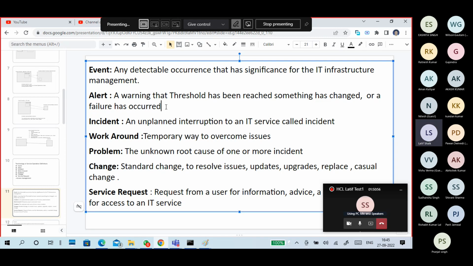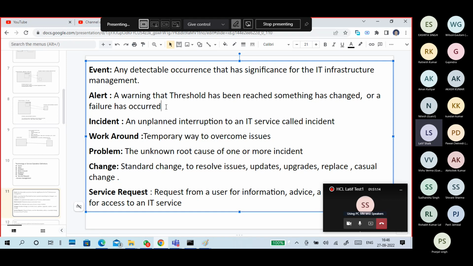Two points. Next one is incident. An unplanned interruption to the IT services. Server is down, that is also an event. What is happening? That is events. Everything is an event here, but there are few things you care about.